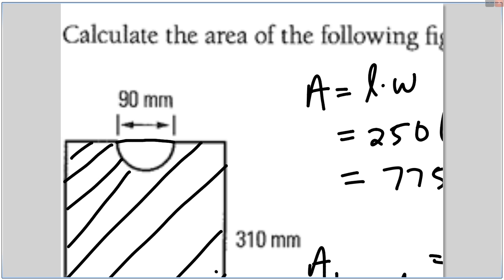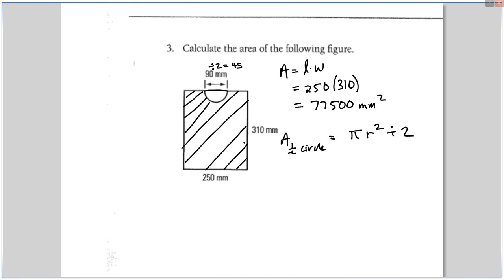Would be, if that distance is 90, divide by 2, good to get. Very nice. Very nice.